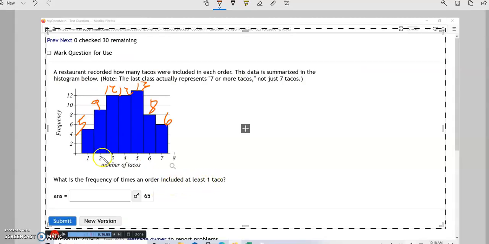This one says at least 1 taco, so that means all of these. At least 1 means 1 or more, so all the way up through 7. So 1, 2, 3, 4, 5, 6, 7, and you add up these frequencies, and you arrive at 65.